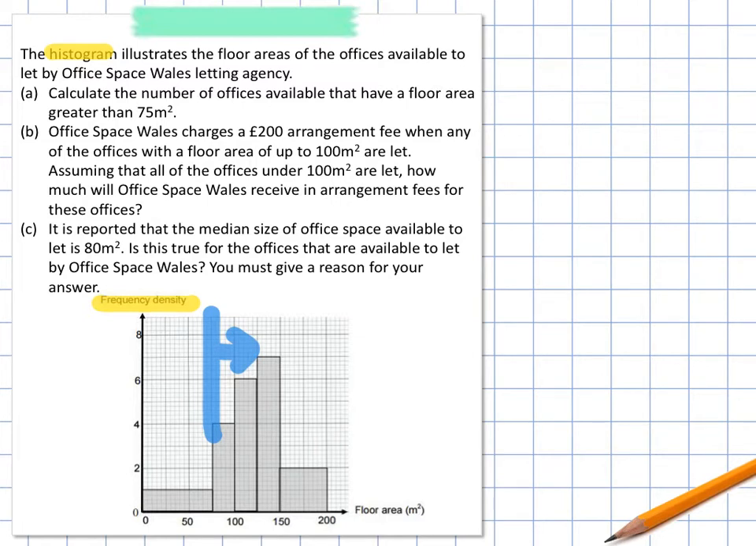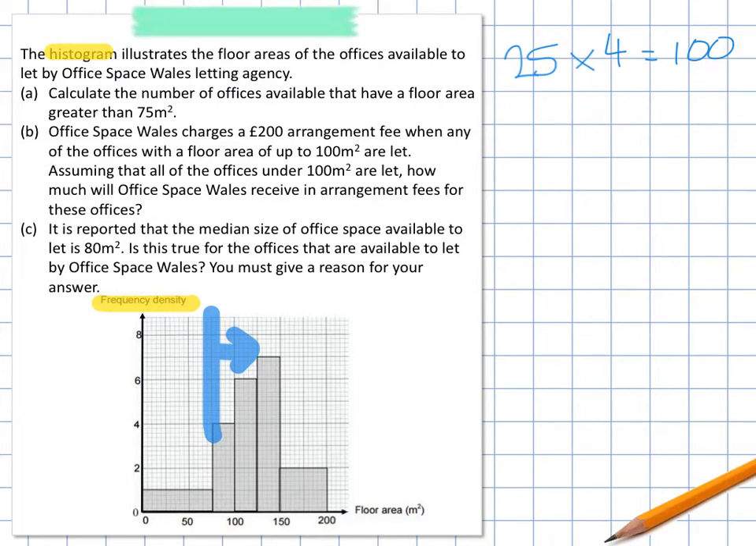Now, if you remember back to your frequency work, you know that it's the area of each box, not the height of it, that gives you the frequency. So first of all, we can work out the area of this box here. It starts at 75 and it goes across to 100, so its width is 25. And we multiply that by its height, which is 4. So that's our first bit.